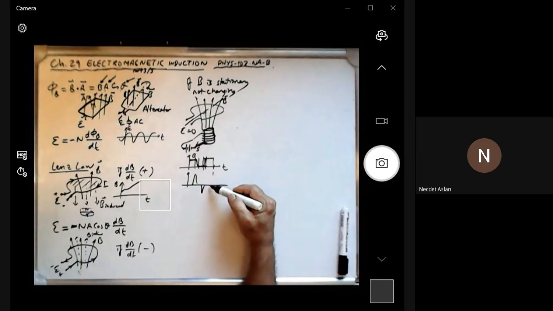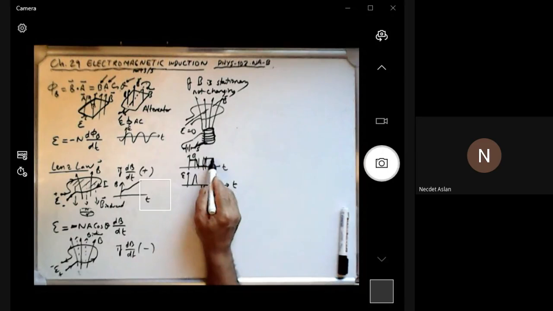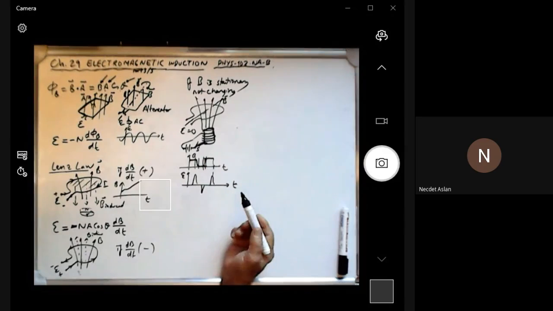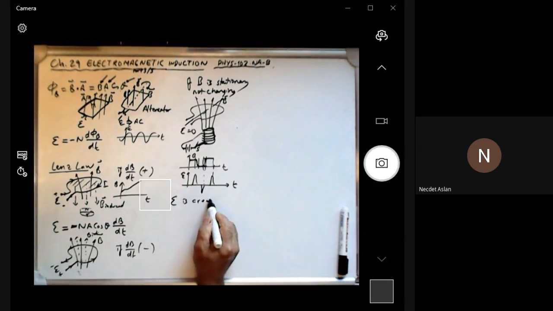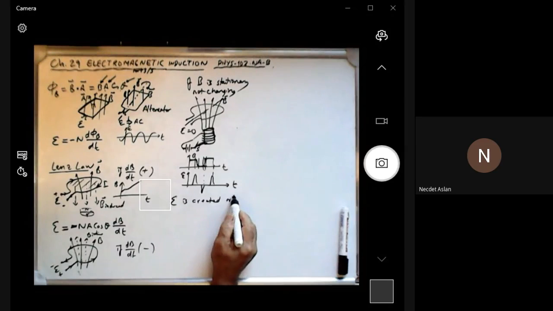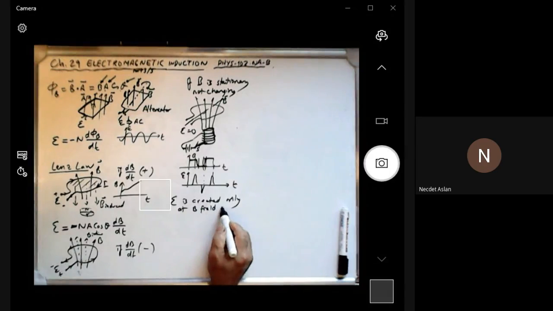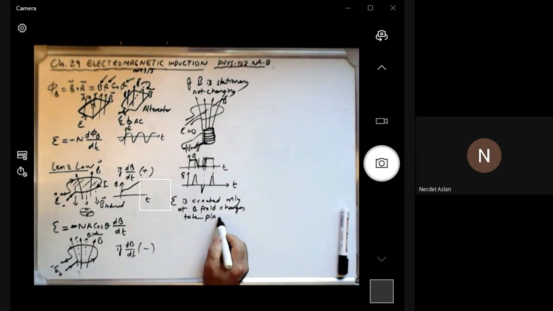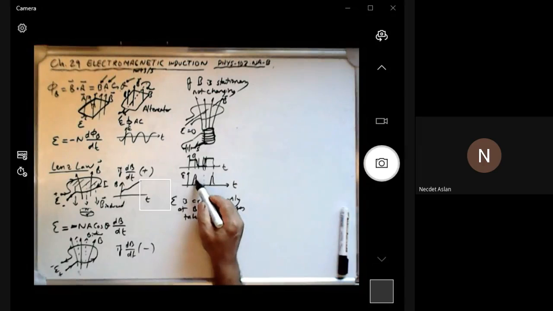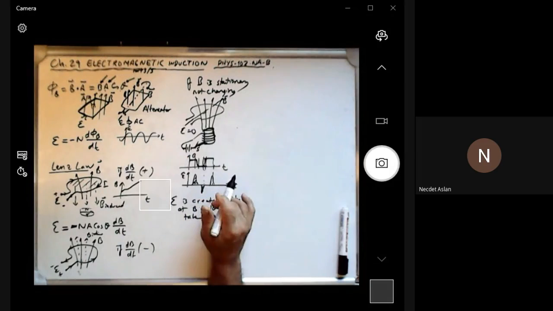So during these changes, we have this epsilon, okay? But only during the change. When it is constant, again, nothing happens. So as you see, epsilon is created only when B field changes take place. This is very important, okay? So this is a pulsed electric field we can create by using this electromagnet, switching back and forth.